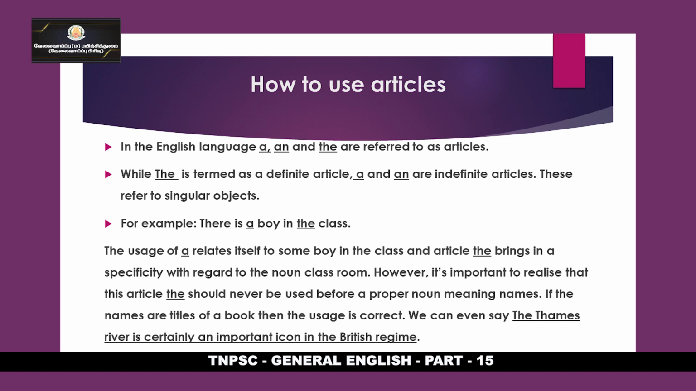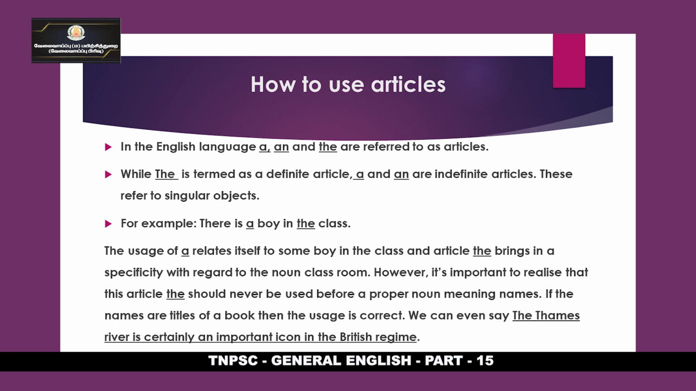A and an always refer to singular objects. Yes, so remember, a and an will always refer to anything that is singular in number. Look at this sentence. There is a boy in the class. A boy, so one boy. The class, we are particularizing the class, so therefore we have fixed the article the there.